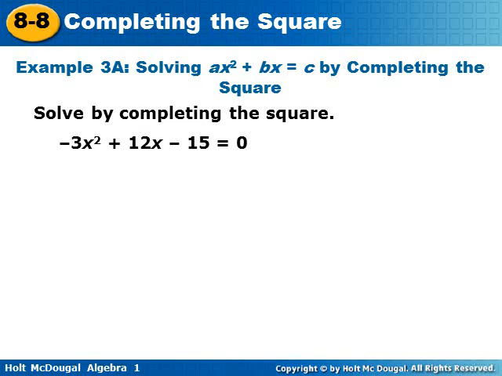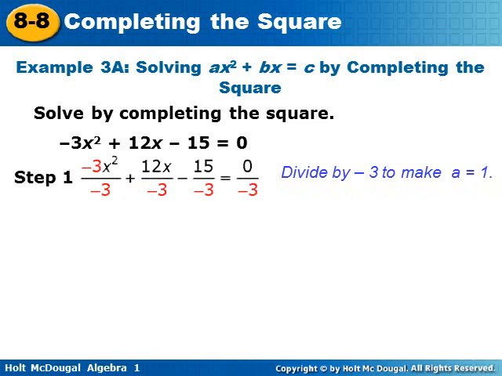Solve by completing the square. Negative 3x squared plus 12x minus 15 equals 0. We're going to divide by negative 3 to make a equal to 1. So we're going to divide all of the terms by negative 3, and we're going to write in the form x squared plus bx equals c.